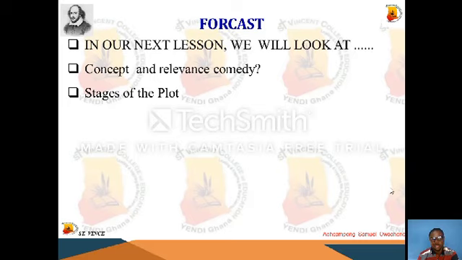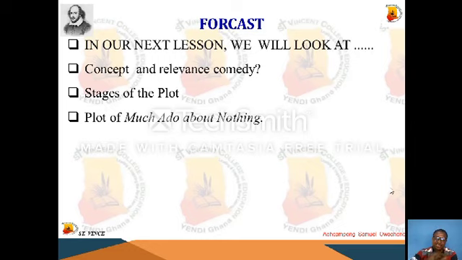We should be able to tell the exposition of the plot in Much Ado About Nothing, the rising action, what the suspense is, what form of conflict it is, what the climax is, and so on. Then we'll look at basically the plot of Much Ado About Nothing. Having learned about the stages of the plot, we will represent this on a plot chart, so that you take the text and tell us the exposition is this, the rising action is this, the conflict is fueled by this, the suspense is this, this is the climax. So we'll try to link that.